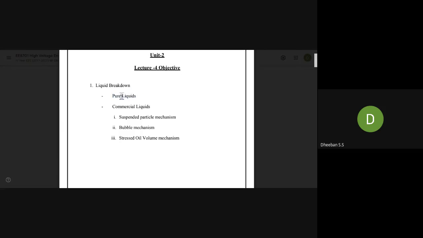These pure liquids do not have any ions or charges within them. They are purely distilled, so the amount of charges or impurities inside them is very minimal. If there exist any impurities, then they are classified as commercial liquids. Even our drinking water comes under commercial liquids, because it has some minerals and ions. In general, commercial liquids contain some dust particles or charged ions.